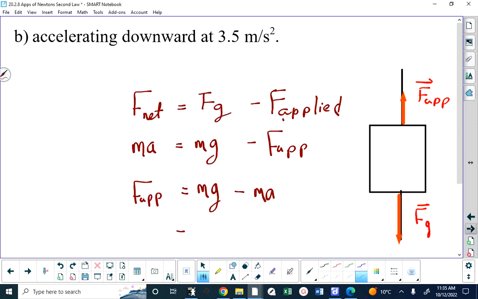Again, if you like, you could do this. And again, don't confuse g, which is 9.81, with a, which in this question is 3.5. And again, you're not going to put negative 3.5 in there. The negative is in there because we're subtracting. Okay?